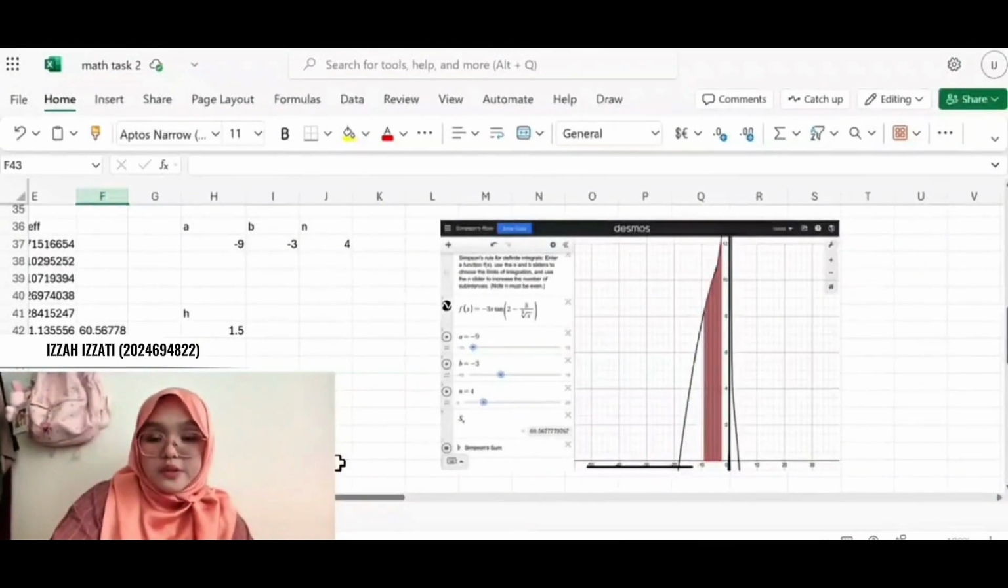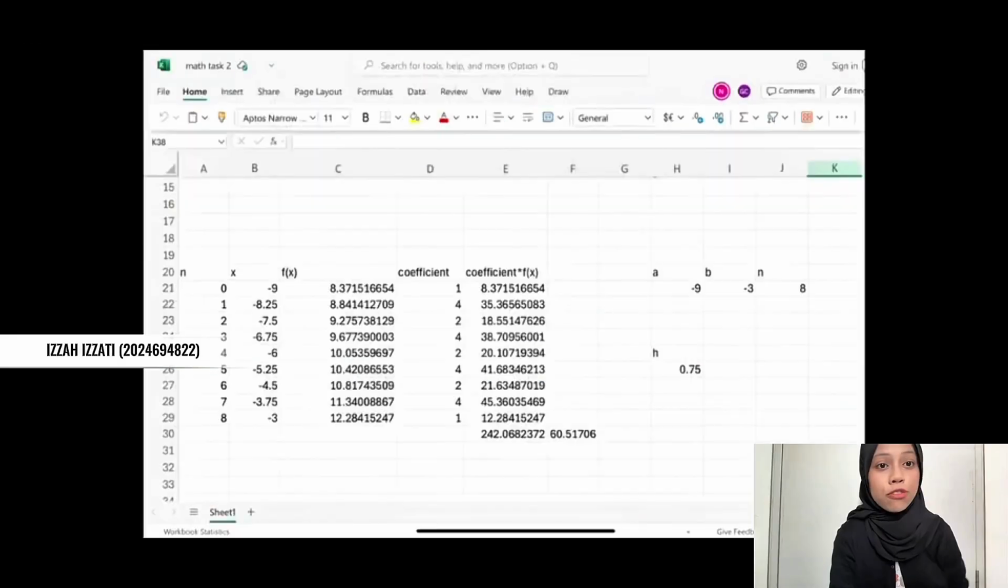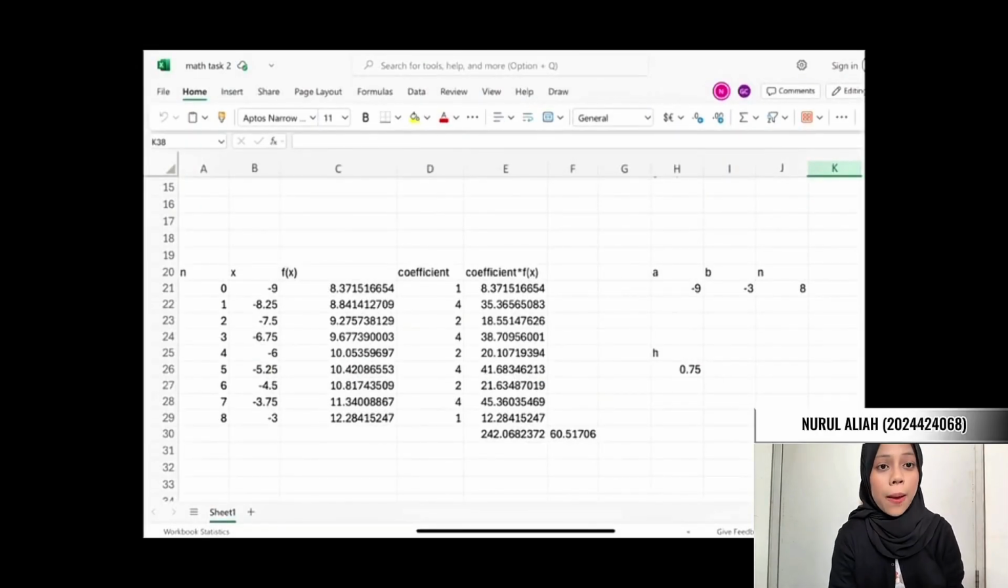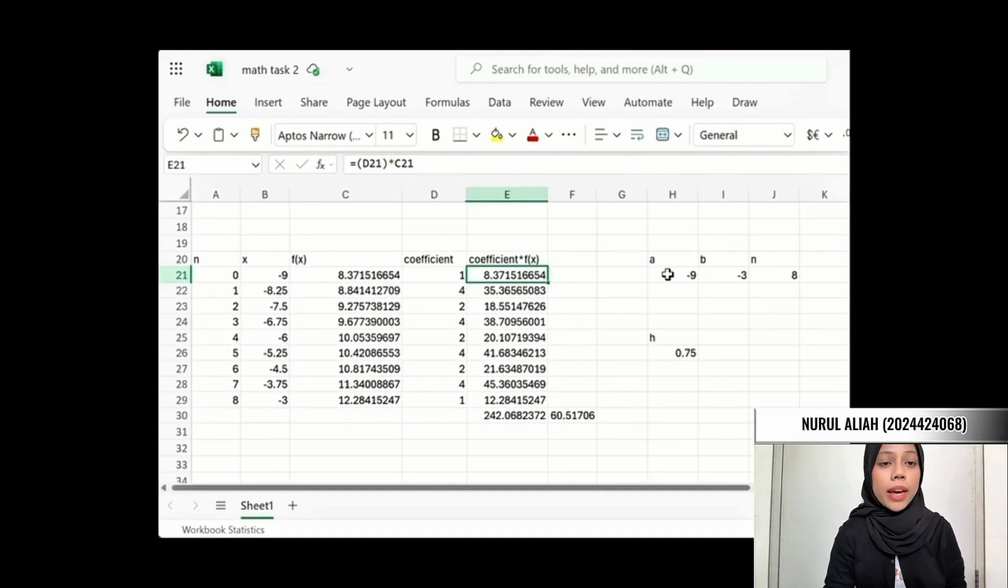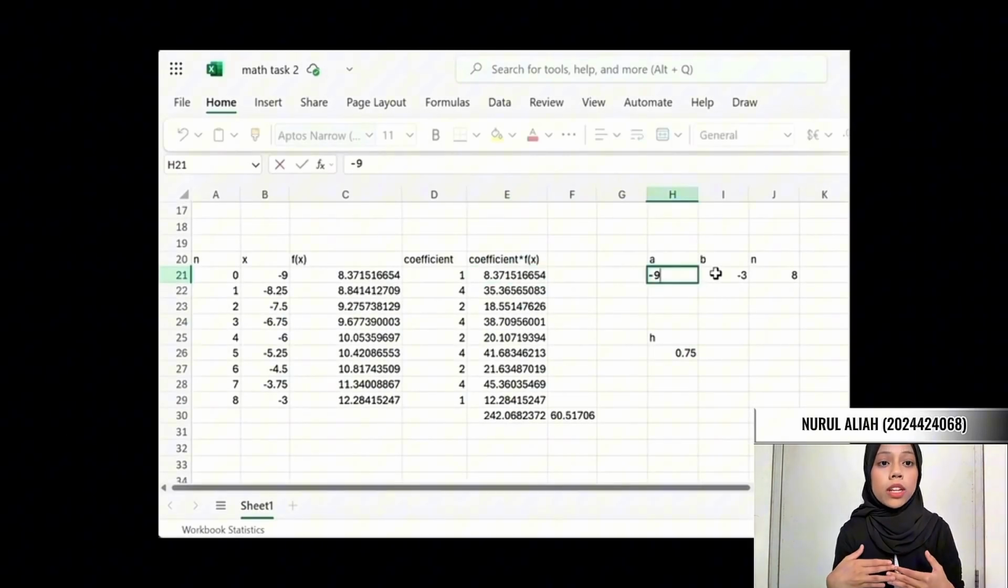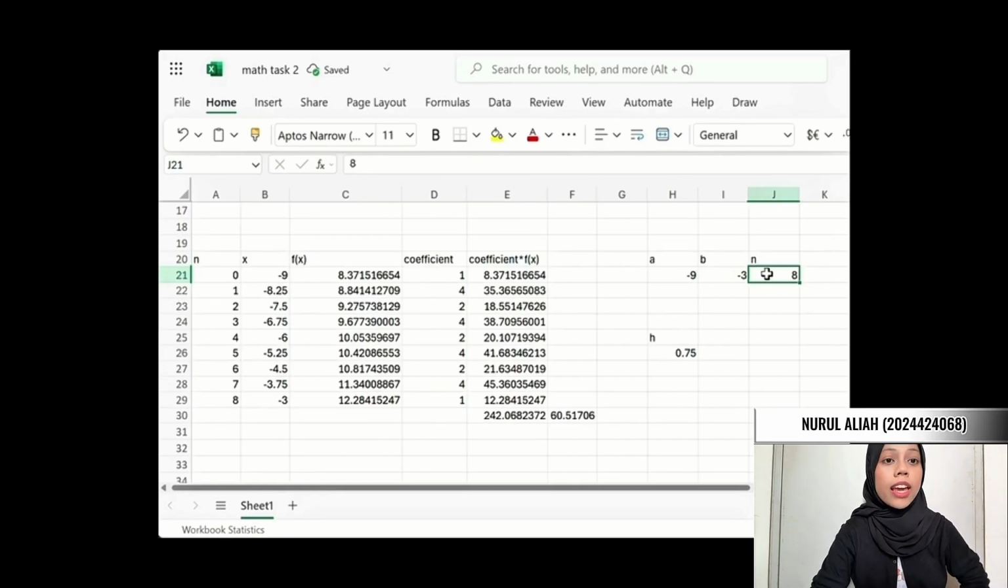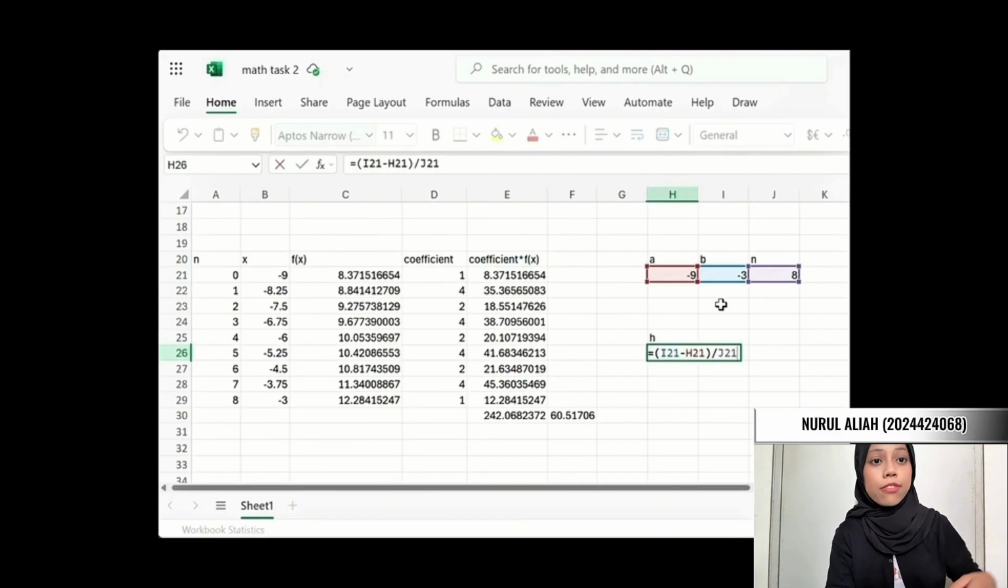Now we will show you how to solve this equation with 8 subintervals. For part B, the solving steps are similar to A, but the difference is the number of ordinates, which is 9, because for this part we are using 8 subintervals. To find the weight, it is the same as in A, but a is equal to negative 9, b is equal to negative 3, and n is equal to 8. Thus, we calculated our weight and we got 0.75.